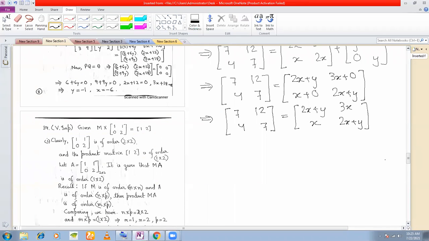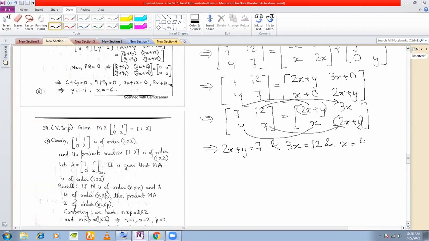So now according to the definition of equality, what do we get here? Equate these two. 2x plus y must be equal to 7. And even this will give you the same thing. You get 2x plus y is equal to 7. And you get 3x is equal to 12, right? And you get x is equal to 4. So you get 2x plus y is equal to 7 and x is equal to 4. So getting the value of x is equal to 4.